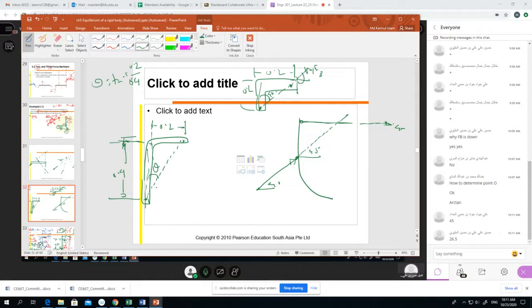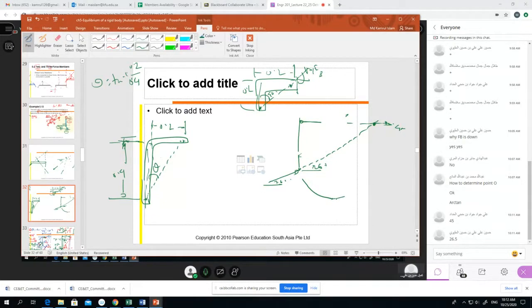26.5, right? Suppose 26. So the angle here is 26. 26 will not be like this, right? Now how will we draw it? You have to draw the force at 26 degree. So draw it at 26, and then extend it. It will cross somewhere.